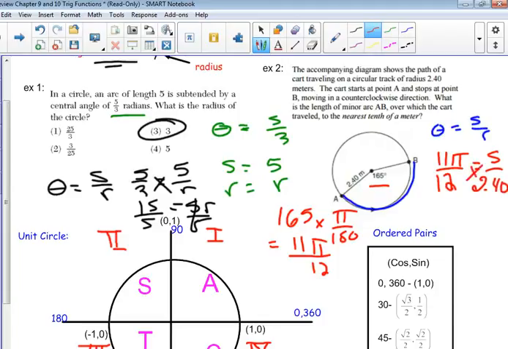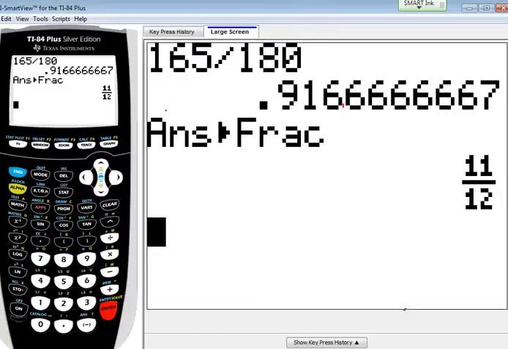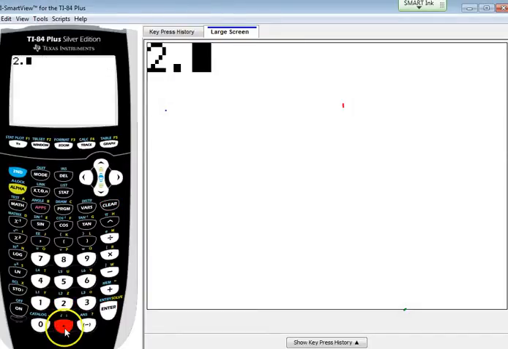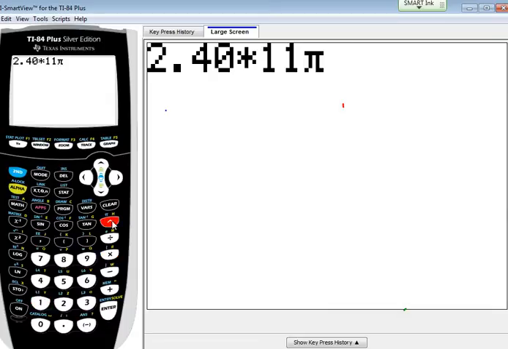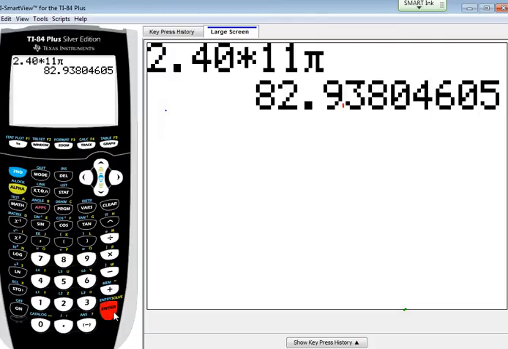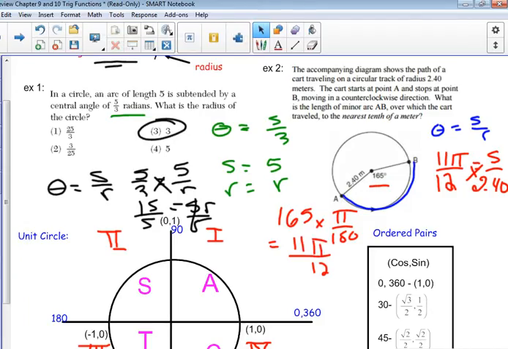So we're going to cross multiply. Now, when you do 2.4 times 11 pi, use the key in the calculator. Actually use the pi key. Especially because it says 0.1 of a meter, so we're going to have a pi left. How would we check this one? 2.40 times 11 pi. Right, so we get that decimal, 2.93.